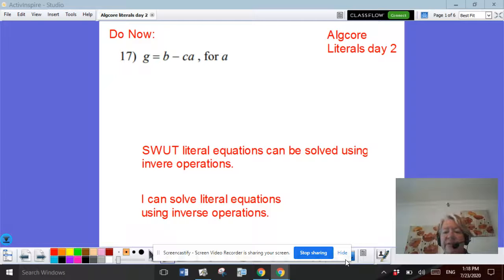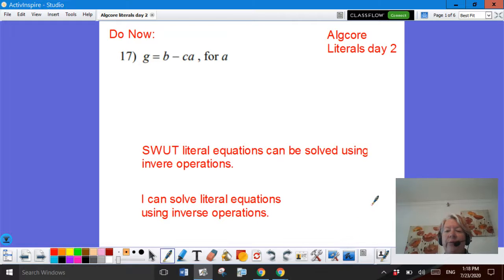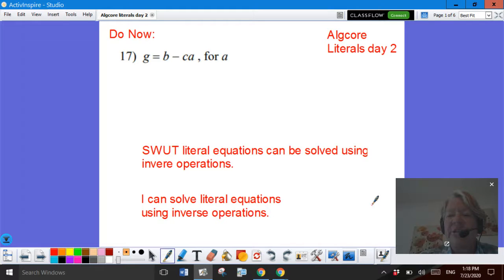All right, so yesterday we started working on literal equations, which is just a bunch of letters. And our answers changed from being like x equals 5 or y equals 2 to another equation, okay? So we're going to continue on that process today by practicing some more literals. And remember, this is all about inverse operations.